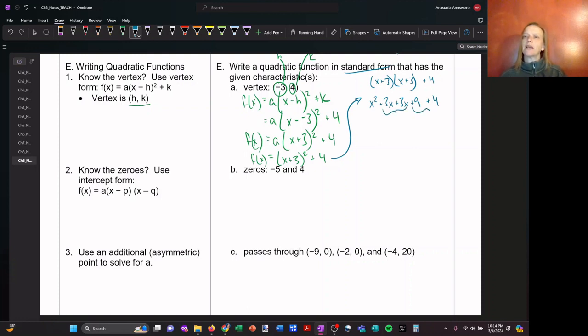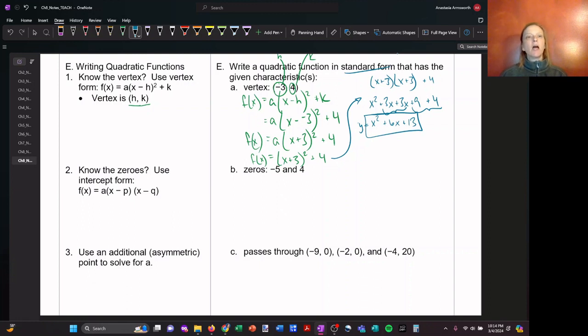And we're going to combine like terms wherever we can, and we end up with x squared plus 6x plus 13. Okay. I suppose I should write y equals or f of x equals. Let's move on to the next example.